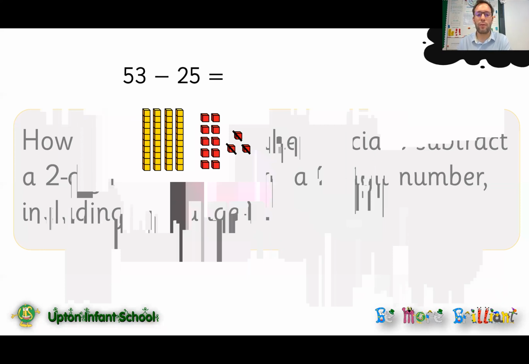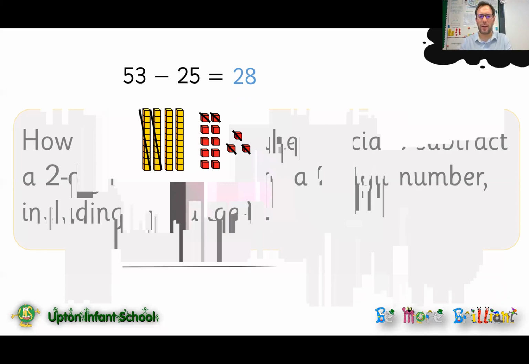So I've taken away 3 1s, and now I need to take away 2 more. That's 5 1s altogether. And I also need to take away 2 10s. So 53 take away 25. I've taken away 5 1s, and I've taken away 2 10s, and it's left me with 28. 2 10s and 8 1s.